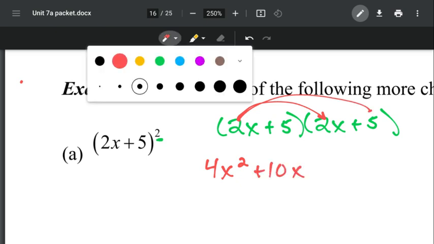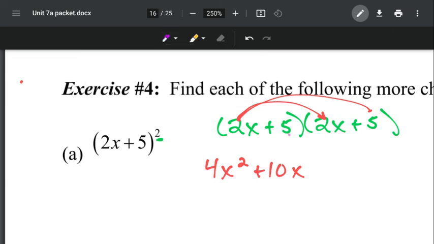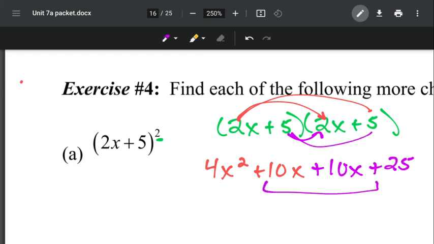And then we're going to do the same thing here with the 5. 5 times 2x is another 10x. And 5 times 5 is 25. Last thing, combine your like terms. 4x squared plus 20x plus 25.